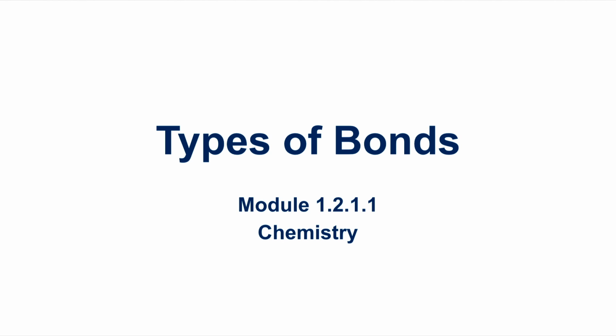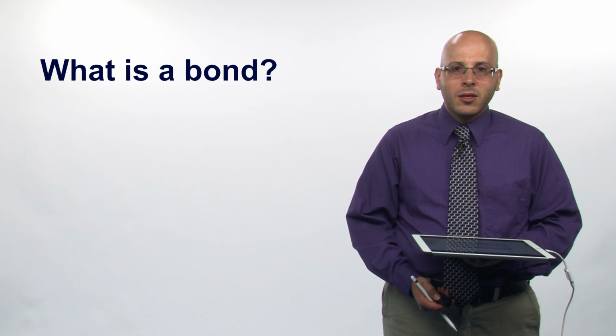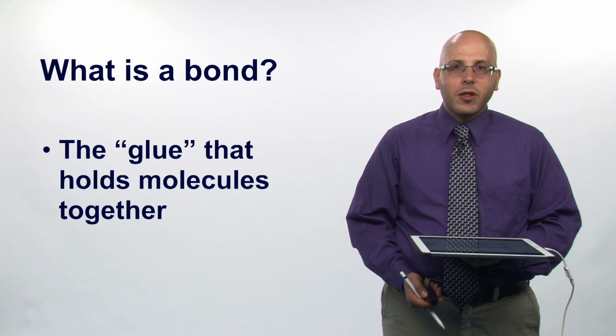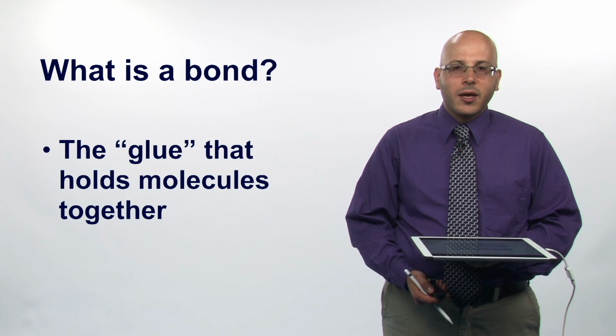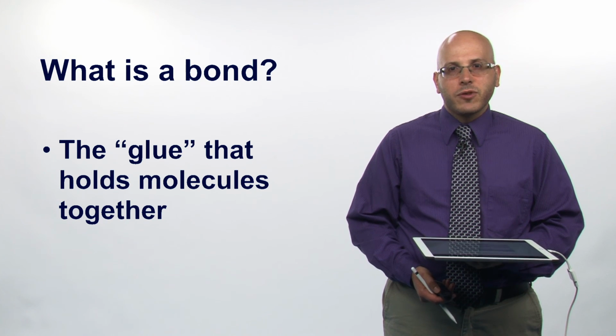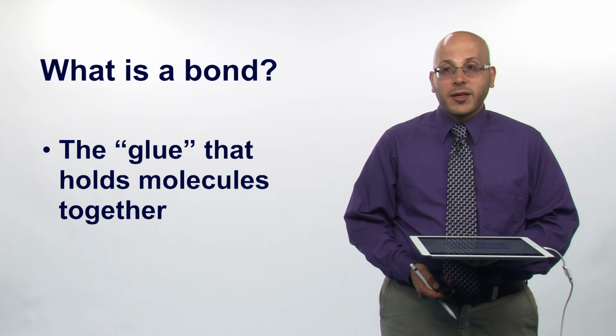Welcome to Module 1.2.1.1, where we're talking about different types of bonds that you might find in chemistry. So first, you might ask yourself, what is a bond? Well, you can really think of a bond as a kind of glue that holds all of these different molecules together. And the glue is really an electrostatic force between different charged objects. You say, what the heck does that mean?